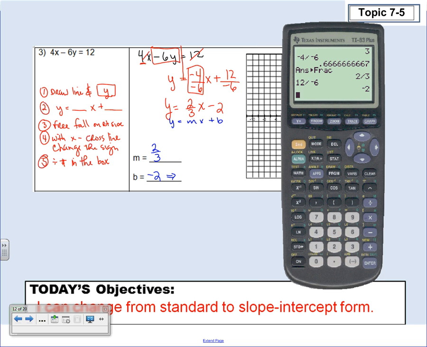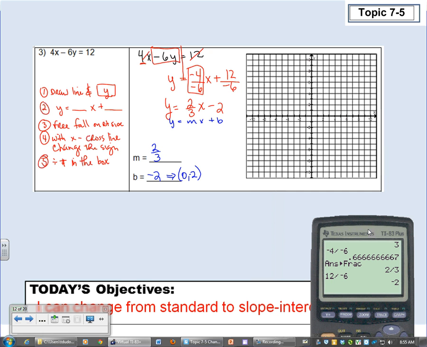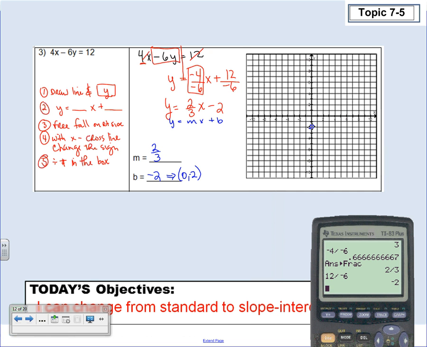We have to start at the b, so that is the coordinate 0, negative 2. And then our slope tells us it's positive, should be increasing, so the top number goes up, the bottom number goes to the right. So up 2 to the right 3, up 2 to the right 3, up 2 to the right 3, and that's as far as we can go. If you use your straight edge, your line will be a lot straighter than what mine is right now.